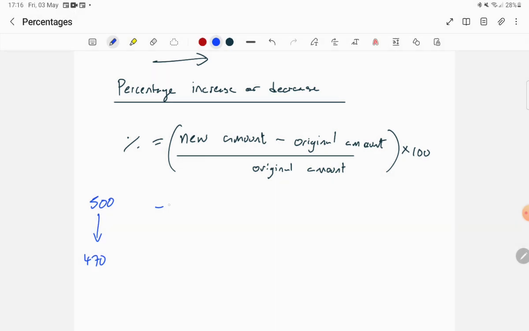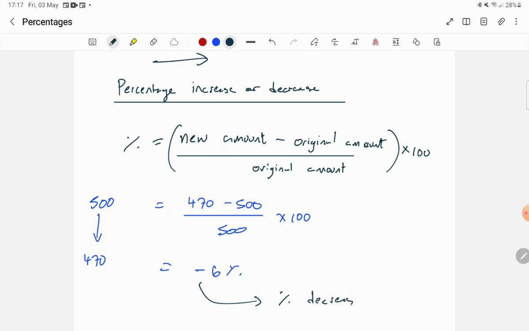So here this would be 470 minus 500 divided by 500 times 100. And essentially that would give us a negative answer. So because it is a negative answer, that tells us that it's a percentage decrease. Right.